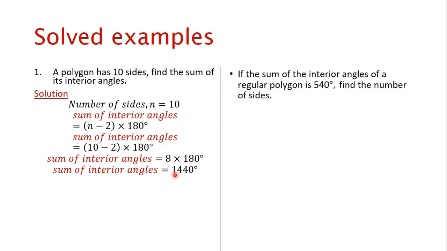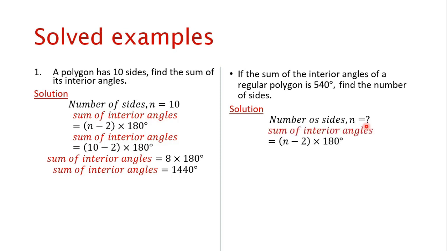Let's try another question. If the sum of the interior angles of a regular polygon is 540 degrees, find the number of sides. See, this time around we are finding the number of sides of the polygon. In the first example, we found the sum of interior angles. This time around we have the sum and we are finding the number of sides. So solution, we don't know the number of sides, so n is unknown, but we know the sum of interior angles, which is n minus 2 multiplied by 180 degrees.